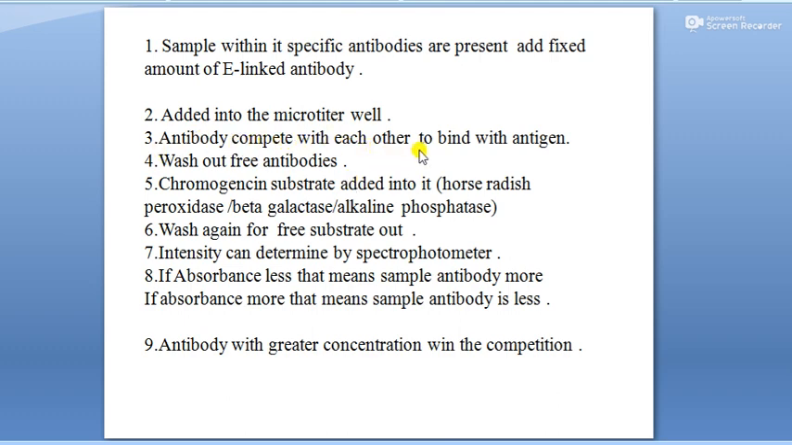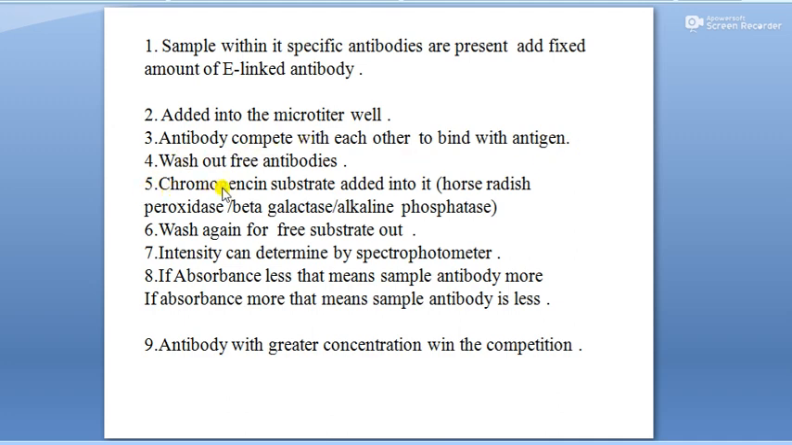Antibodies compete with each other to bind with antigens. Obviously, the microtiter plate has the specific types of antigens, and we add two different kinds of antibody, right? One is enzyme linked antibody, which is in a fixed concentration, and the specific types of antibodies which are also present in the sample. So there are two types of antibody, right? The antibodies compete with each other to bind the antigens. Obviously, two types of antibody are trying to compete with each other for binding with the antigens.